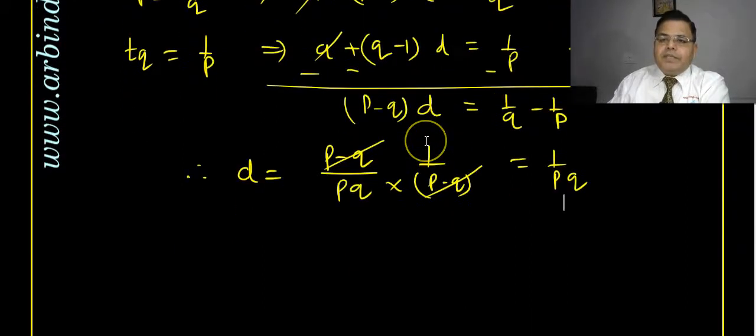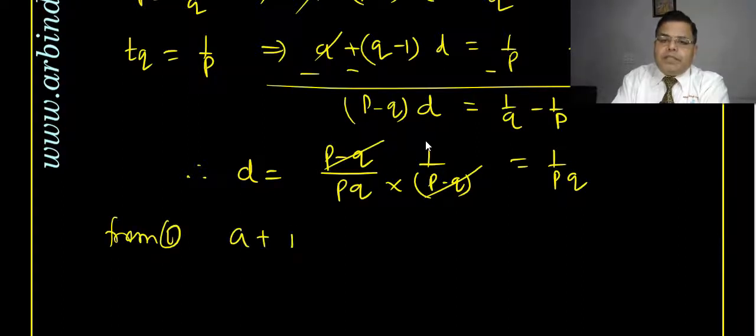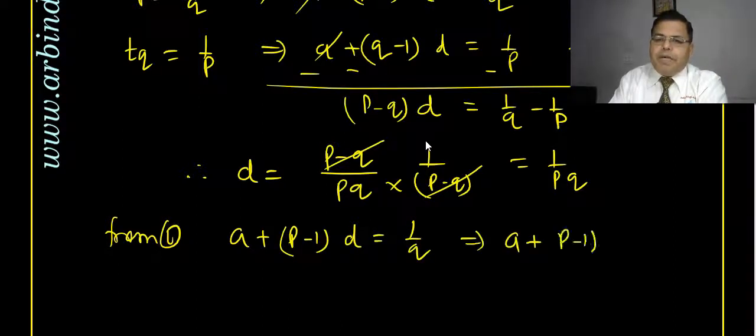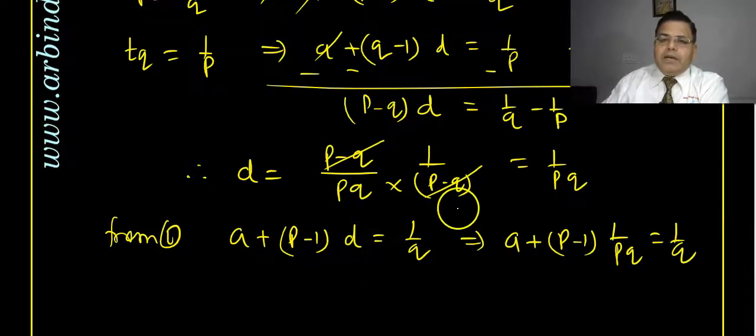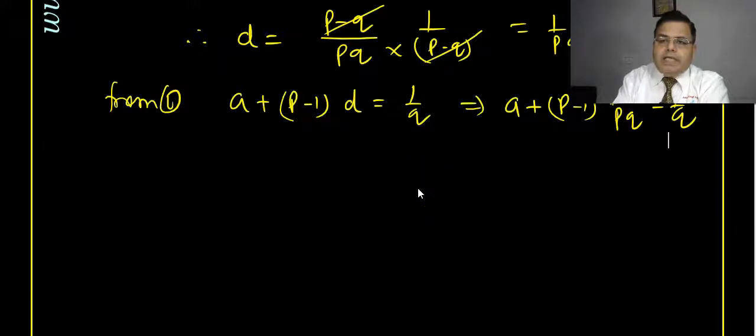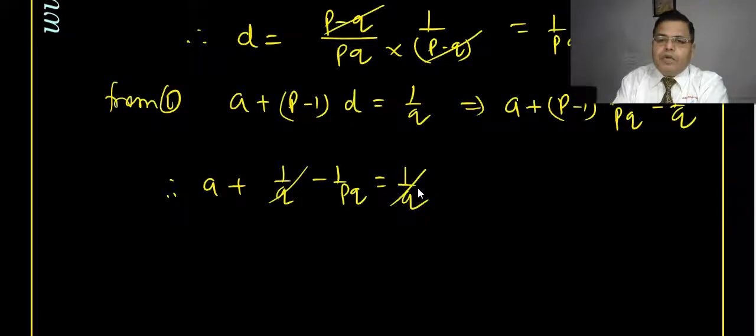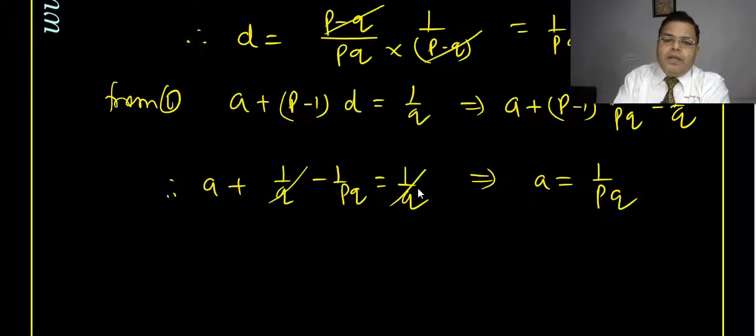Now from the first, a plus (p minus 1) into d is equal to 1 by q. This implies a plus (p minus 1) into 1 by pq is equal to 1 by q, and so a is equal to 1 by q minus 1 by pq plus p into 1 by pq, which is equal to 1 by q. These two cancel, and this implies a is equal to 1 by pq.